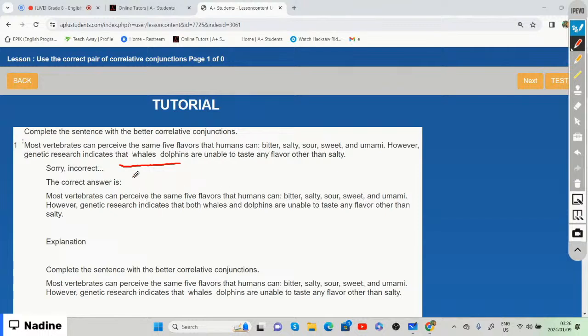And if we add it within the sentence, we can then say both whales and dolphins are unable to taste any flavor other than salty. Right? So we then added both and and in order to complete the sentence, or in order to show the better correlative conjunction. So it says now most vertebrates can perceive the same 5 flavors that humans can, which is bitter, salty, sour, sweet, umami. However, genetic research indicates that both whales and dolphins are unable to taste any flavor other than salt. Sorry.